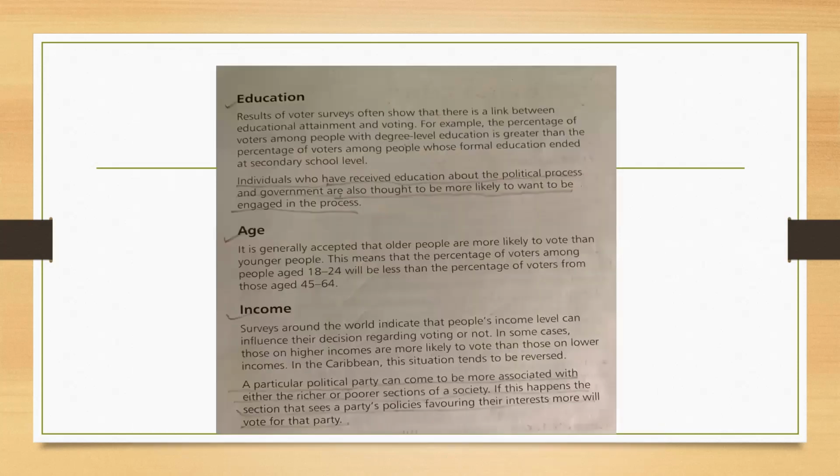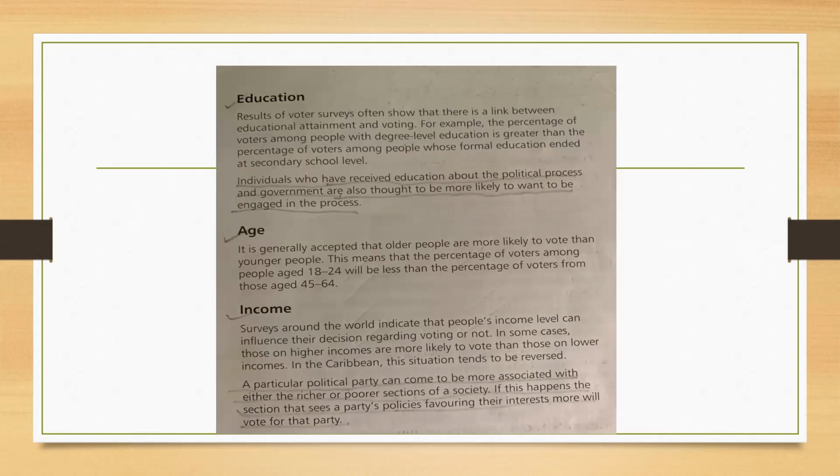Good. There's also education. Individuals who have received education about the political process and government are also thought to be more likely to want to be engaged in the process. So if persons become aware of these political issues, then they are more likely to vote because they understand the political process. Then they will vote because they will understand what the issues are and also what the political parties' policies are.